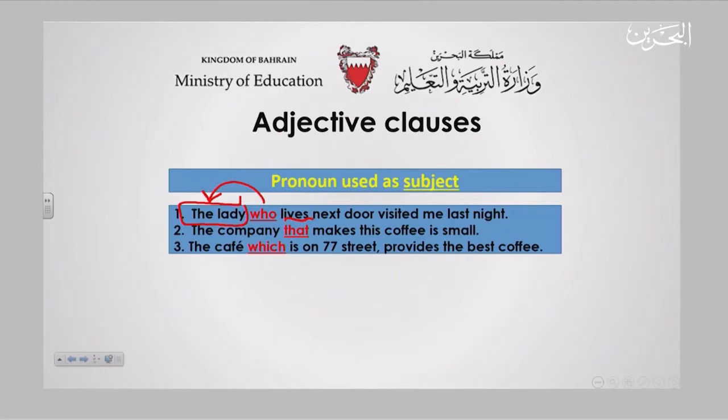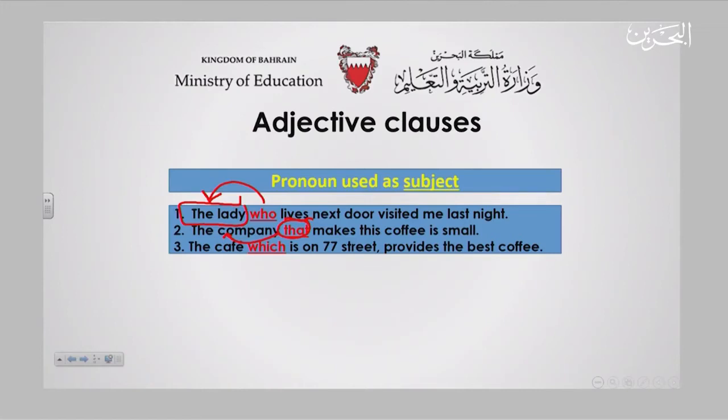Let's move to the second example. The company that makes this coffee is small. Pay attention. Here is the pronoun, which is that, and it refers to the company. Again, the company is the subject. In this case, I'm talking about the company as a subject that I'm defining, I'm determining the company. So again, the pronoun used as subject.